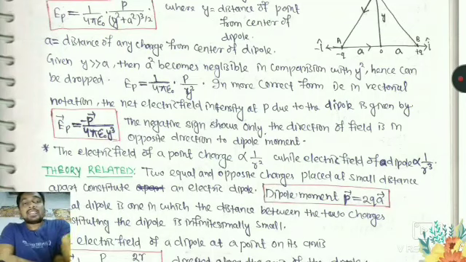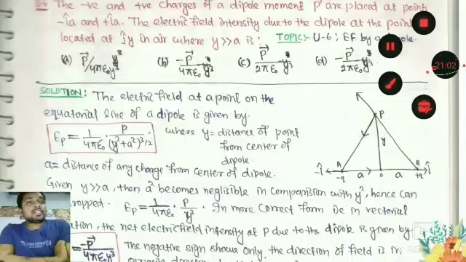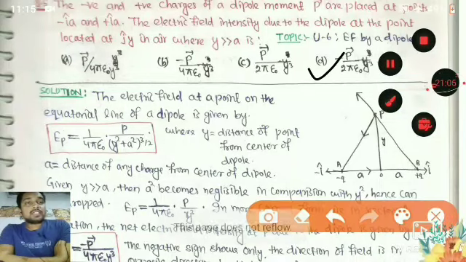This is only the magnitude of the electric field, but in a more correct notation, electric field is a vector quantity, so we can represent it vectorially by denoting a proper negative sign with it. This negative sign only shows the direction of the field is opposite to that of the dipole moment. This is only the concept, but you can write the magnitude only, P by 4 pi epsilon 0 y cube. But here in the options, there is also an option carrying a negative sign, this and this.